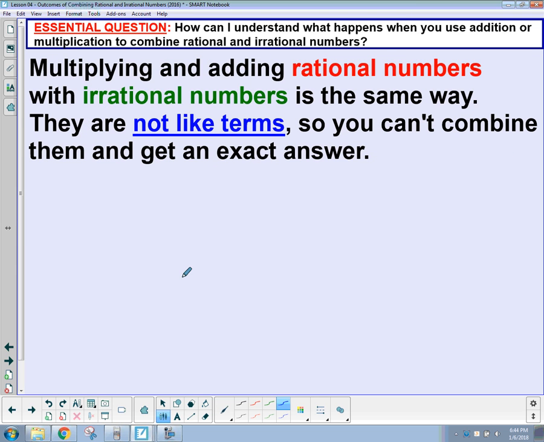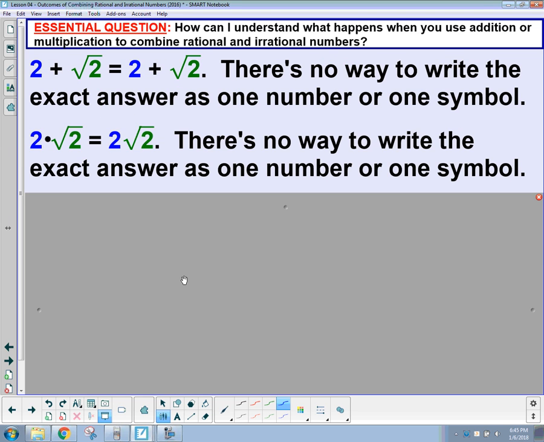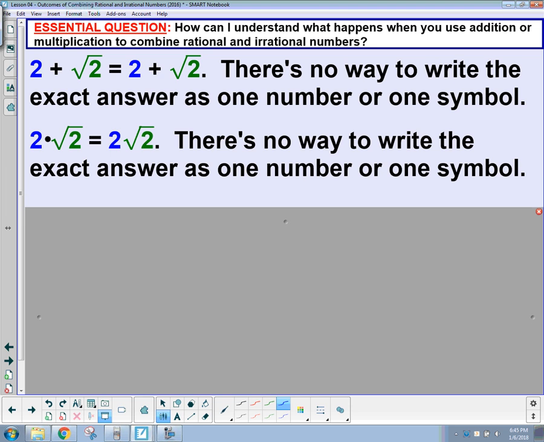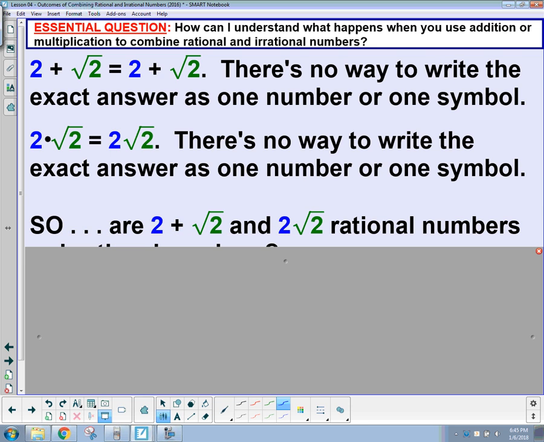Multiplying and adding rational numbers with irrational numbers is the same way. They are not like terms, so you can't combine them and get an exact answer. Examples: 2 plus root 2 equals 2 plus root 2. There's no way to write the exact answer as one number or one symbol. 2 times root 2 equals 2 root 2. There's no way to write the exact answer as one number or one symbol.